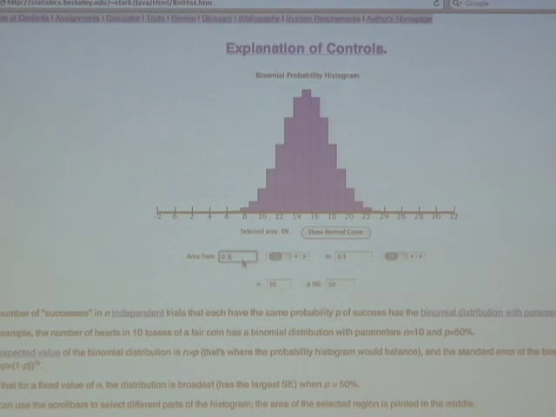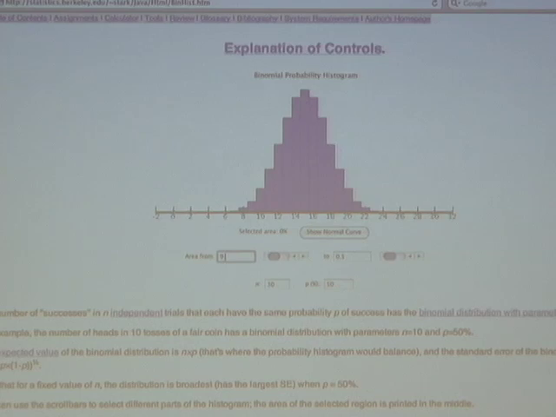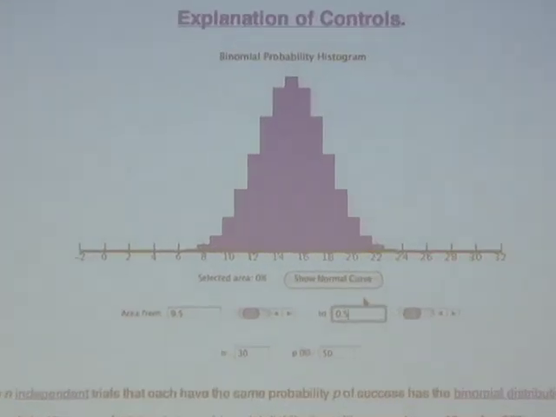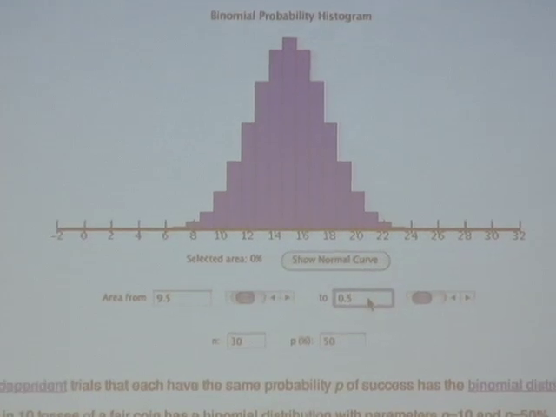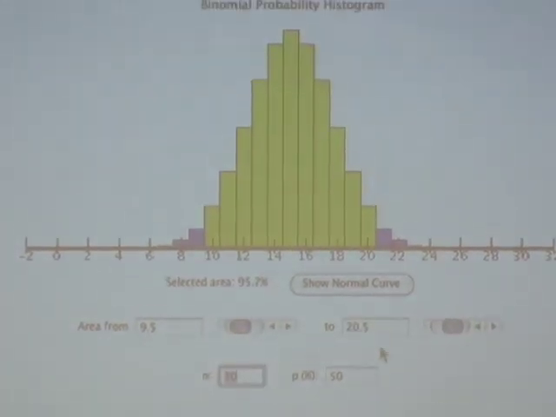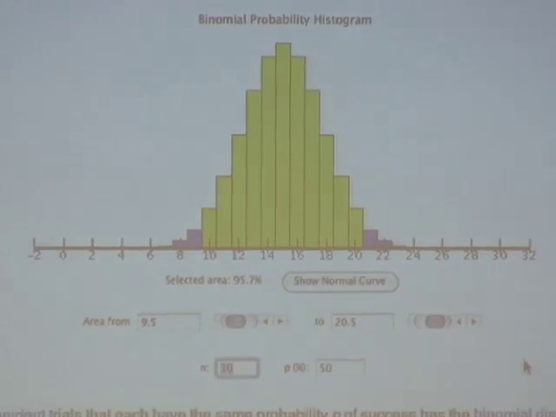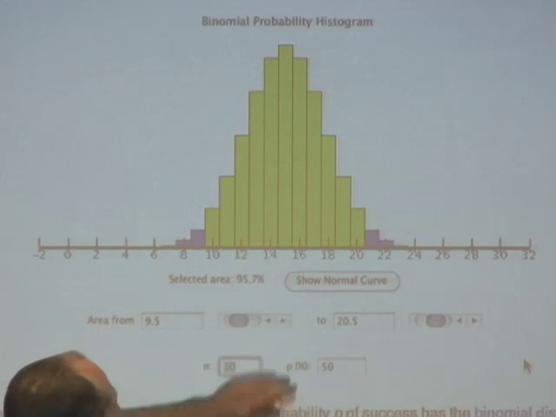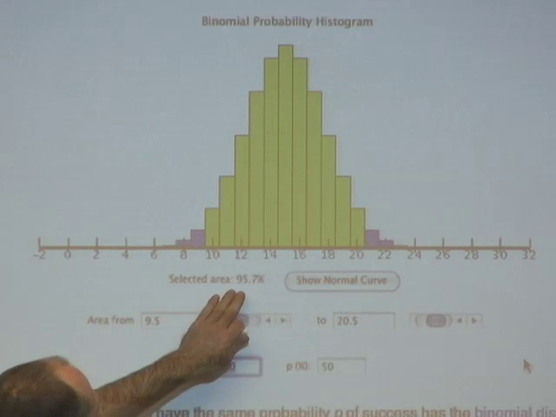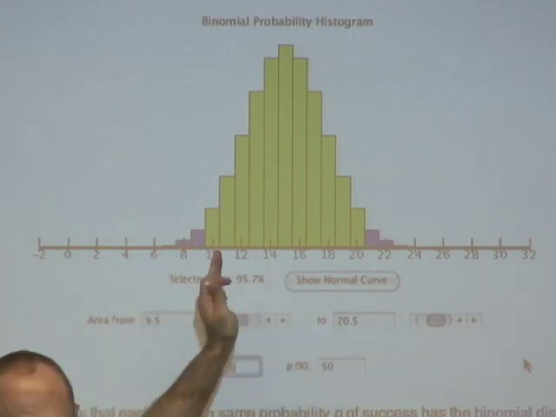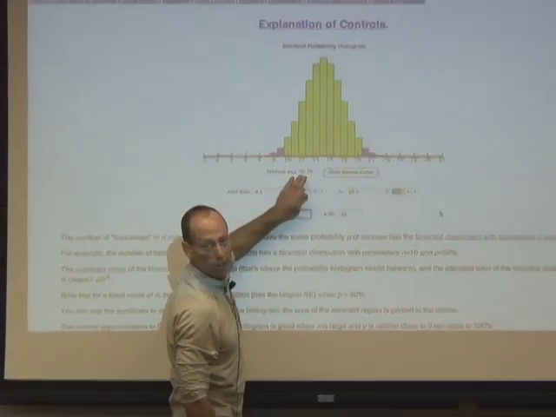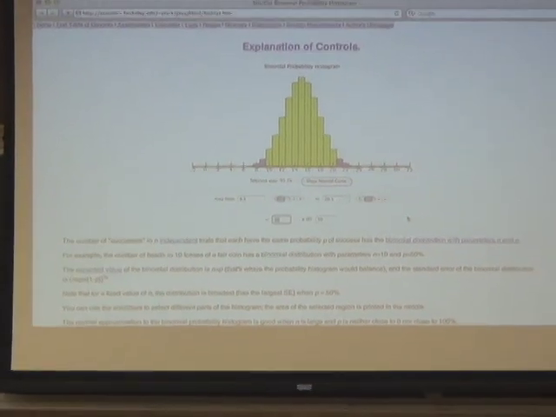So what happens if we start with something like, I don't know, how about 9.5? And what's the symmetric thing on the other side, like 20.5? Okay, so that's a symmetric range around the expected value, around what we would expect to happen, and the probability is 95.7%. So I can afford to come in a little bit, provided that doesn't drop this below 90. So the question is, is it going to? And I think it probably will.